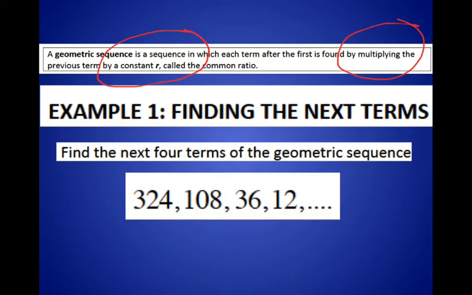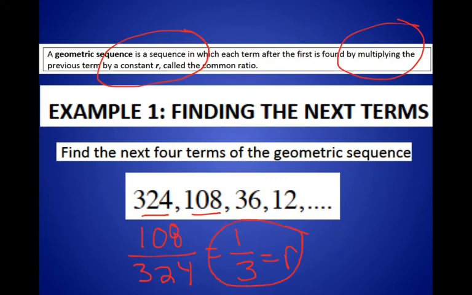And the way you figure out what that is, similar to yesterday where we took a term and then we subtracted the one right before it, well, now what we're going to do is we're going to take a particular term and we're going to divide by the one right before it. So when I do that, I get 108 divided by 324. That turns out to be 1/3, and that turns out to be my R. So that's what I'm looking for, what is this R? Similar to the D from yesterday.